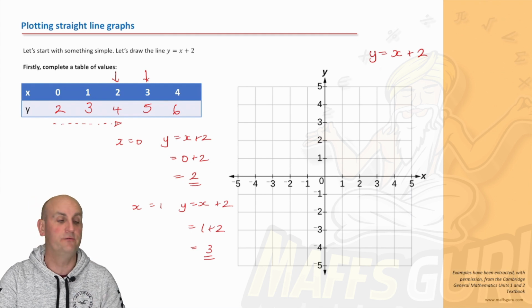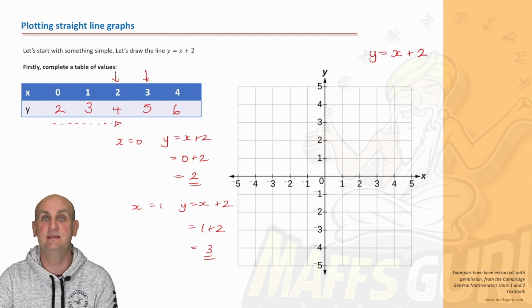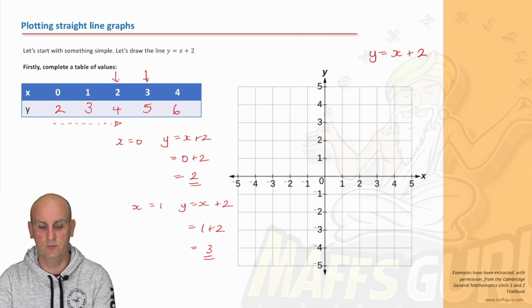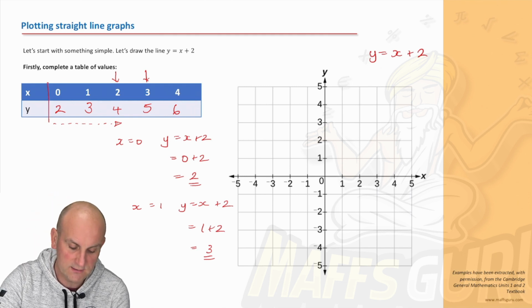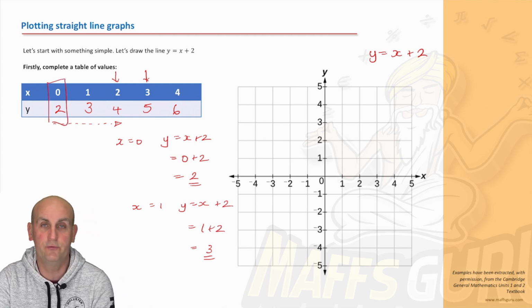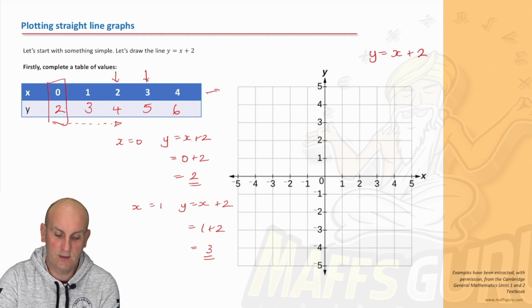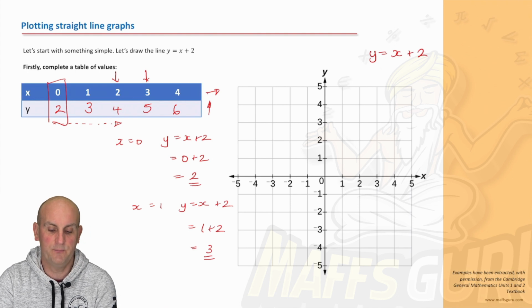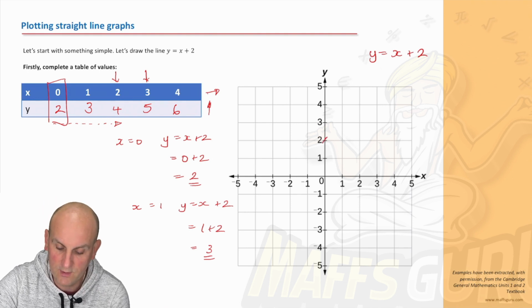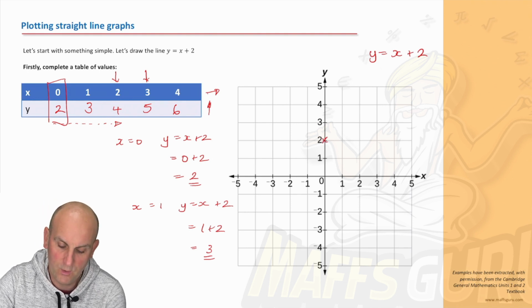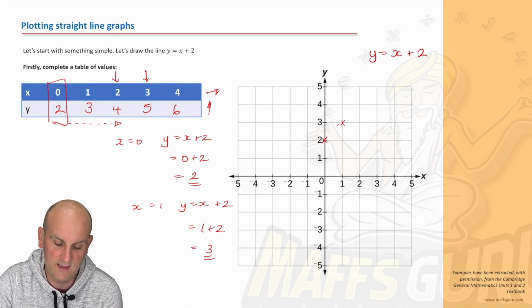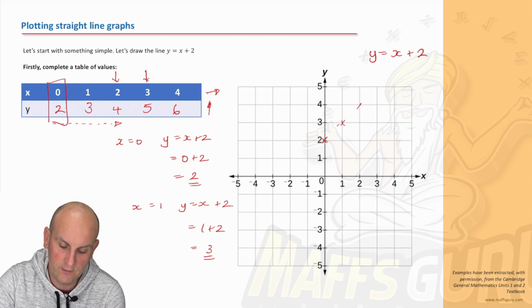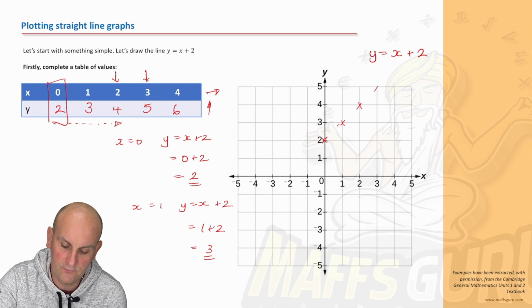Now, I haven't got the table of values. We just have to remember that this thing here is nothing more than a set of coordinates. So now we're going to look at this first set of coordinates here, (0, 2). So when x is 0, y is 2. So again, we're going to go across and then up. So 0 across and 2 up gives me a kiss there. 1 across, 3 up gives me a kiss there. 2 across, 4 up gives me a kiss there. 3 across, 5 up goes a kiss there.